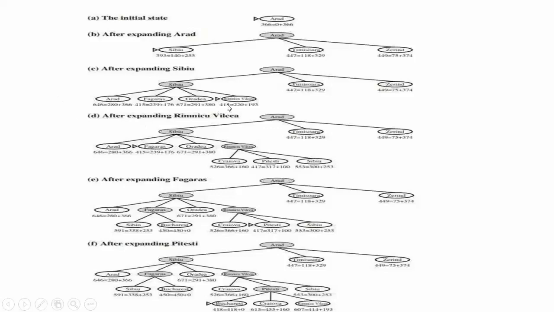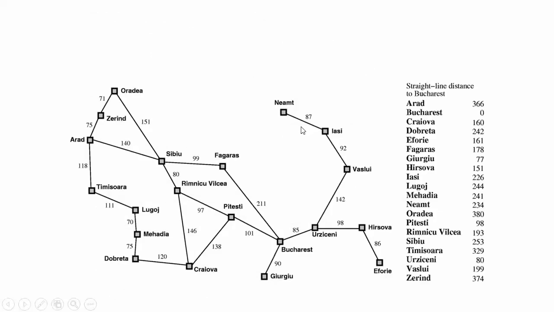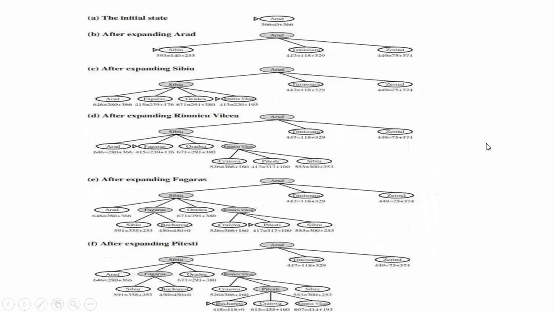Among these four, which one has the minimum value? Rimnicu Vilcea, as we will see. So you have to expand this node. Same thing, but be careful when calculating the g of n value. Don't consider directly the g of n value from Sibiu to Rimnicu Vilcea or Sibiu to Fagaras. You have to consider the entire path cost for calculating the g of n value plus the heuristic value which is present under the table.